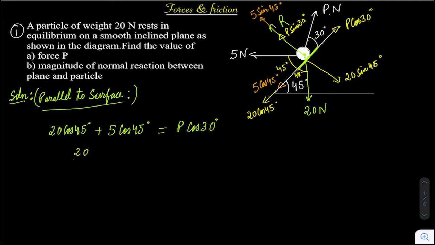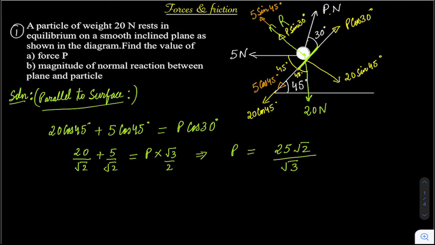20 cos 45 is 20 over square root of 2. So 1 over 2 plus 5 over root 2 is equal to P cos 30. Cos 30 is nothing but square root of 3 over 2. So from this, my P value is coming out to be 25 into square root of 2 divided by square root of 3 newtons. So this is my P force.